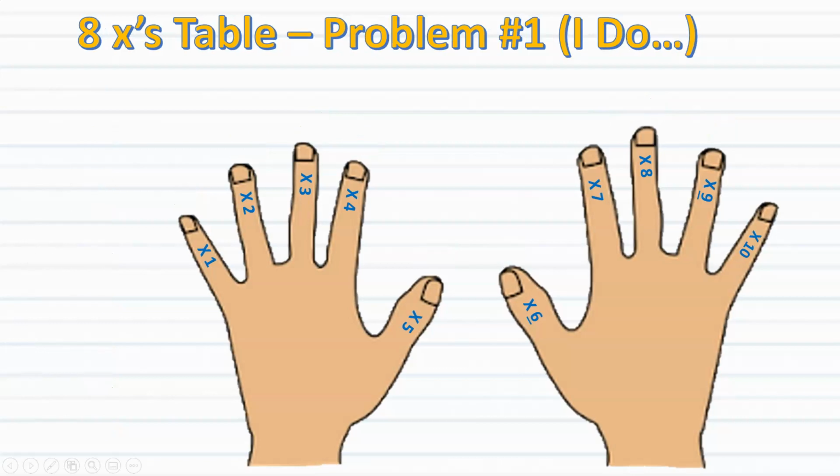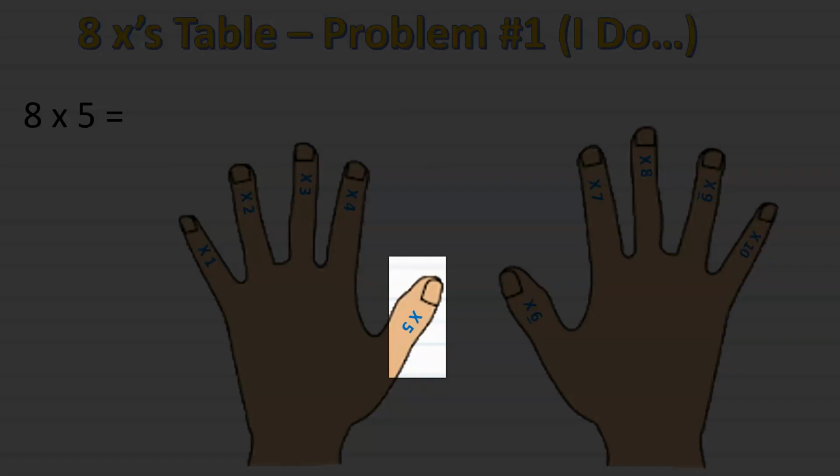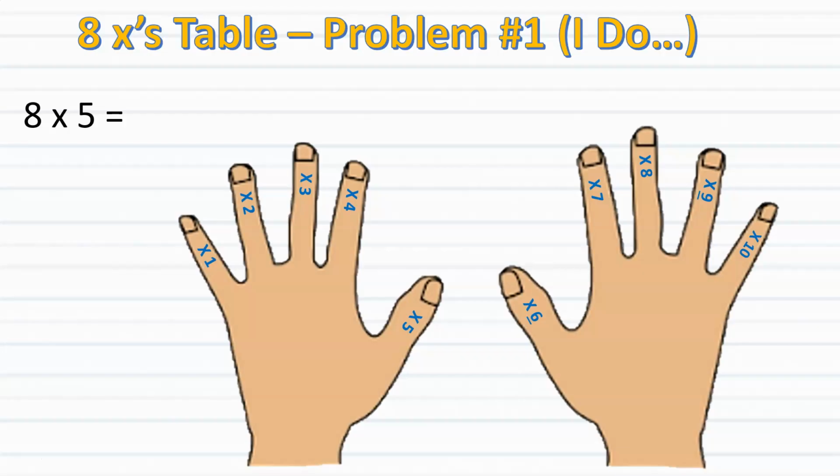To begin, here's our first problem. We'll be solving for 8 times 5. For this first problem, just follow along as I model for you how to use skip counting to solve for it. Since I'm multiplying 8 times 5, I have to remember to stop at my 5th finger, and whatever number I land on, that will be the product.